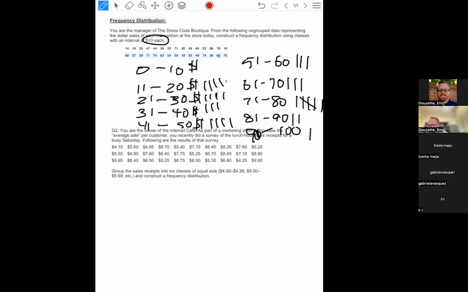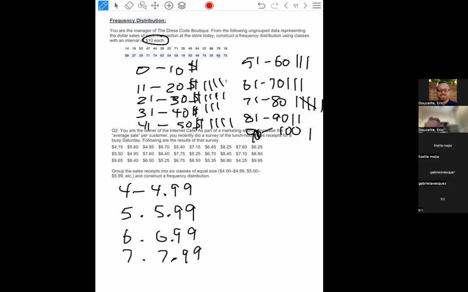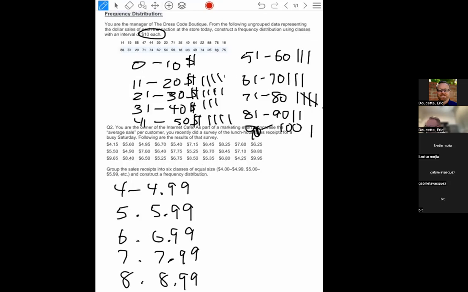So we do the same thing with the dollar values below. I don't know if I should do it because it looks like a lot, but this one says to construct a sales receipts distribution into 6 classes equaling 4 to 4.99, 5 to 5.99, etc. So the lowest dollar is 4. So we'll do 4 to 4.99. And then we'll do 5 to 5.99. I'm going backwards. I should do it the other way, but anyway, 6 to 6.99, 7 to 7.99, 8 to 8.99, and then I'll squeeze in 9 to 9.99. I don't think, yeah, there's actually one in there.